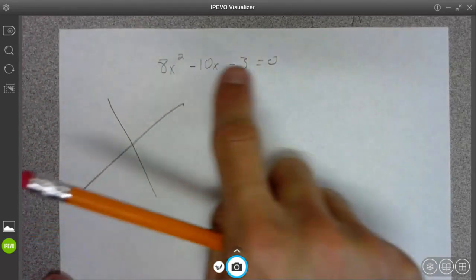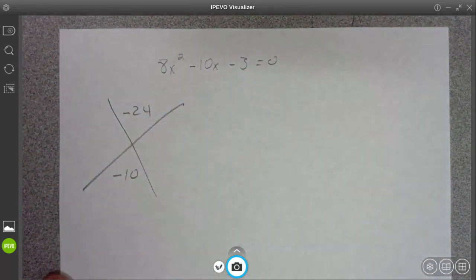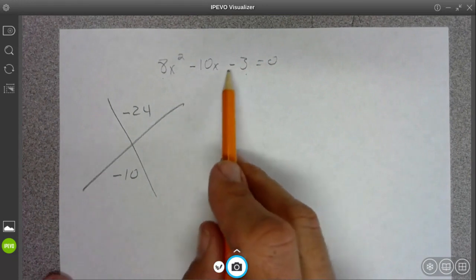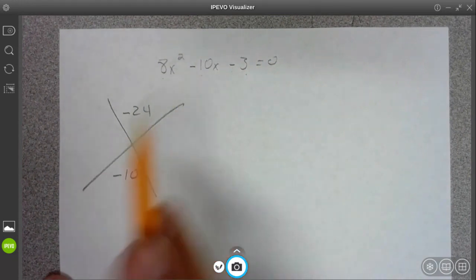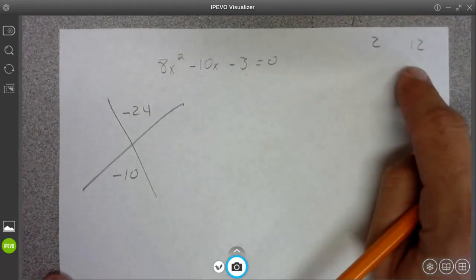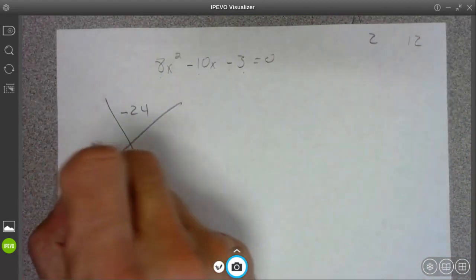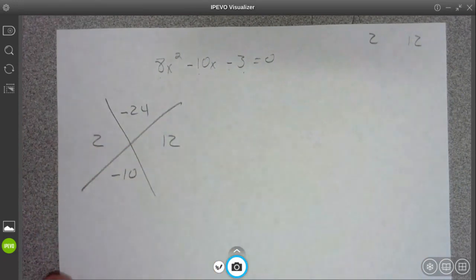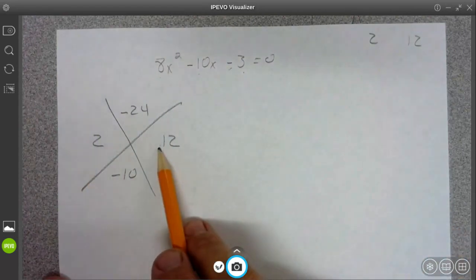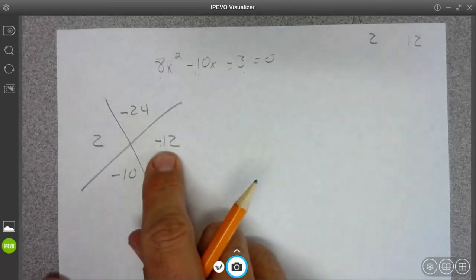So 8 times negative 3. We've got to find two numbers that multiply to negative 24 or 24, and they're going to subtract to give us 10 here. That's going to be a 2 and a 12. They multiply to 24. That was my AC. And they subtract to my B term. Now, because this is a negative, I know that they're going to be different signs. And then because the middle term is negative, that means my bigger number, the 12, has to be negative.